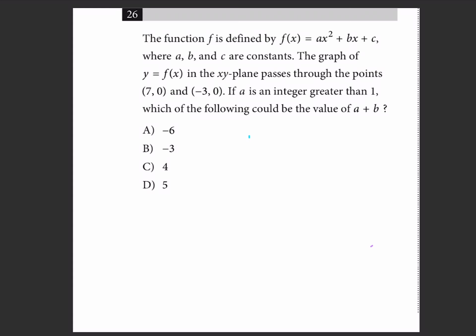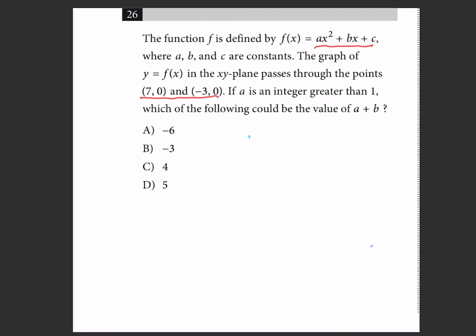There's two ways that I can think of. There's often more than one way. The one I just did was more of a visual one, and you had to remember that the vertex (h, k), that the h is negative b over 2a, and so on. But here's one where I take this model, and they're telling me that these are really the x-intercepts.